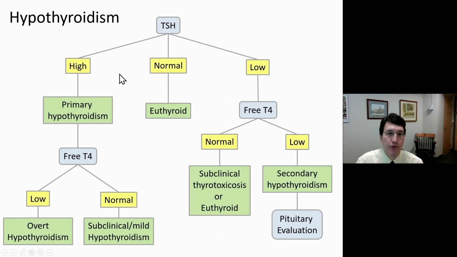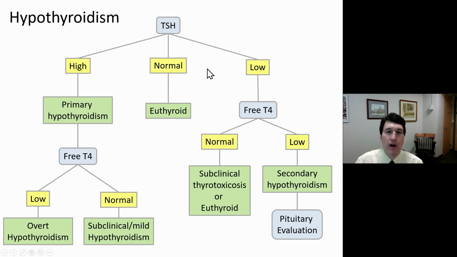It's not uncommon to detect a high TSH level but a normal free T4 level. And that's what we classify as subclinical or mild hypothyroidism. And this is something that doesn't always need to be treated. There's actually quite a bit of controversy about the indications for treating this. Detection of a normal TSH level almost always confirms that a patient is euthyroid and that you're not dealing with any form of thyroid dysfunction.